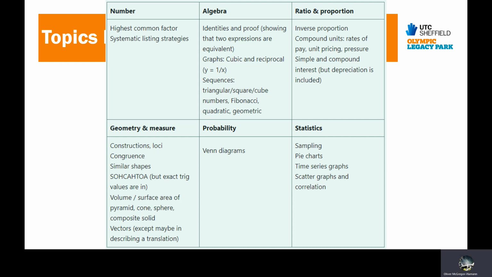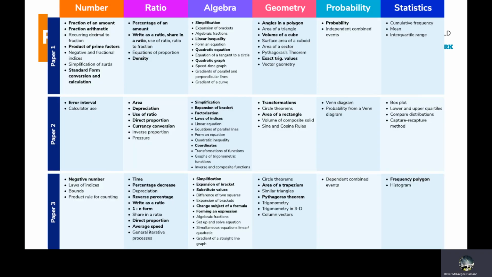Same information for higher. The higher topics are here. And again, this has been posted on Teams for all higher students. So you can see exactly what's going to be in paper 1, exactly what's going to be in paper 2 and paper 3. And this should be where you start when you're thinking, which topics do I need to revise?